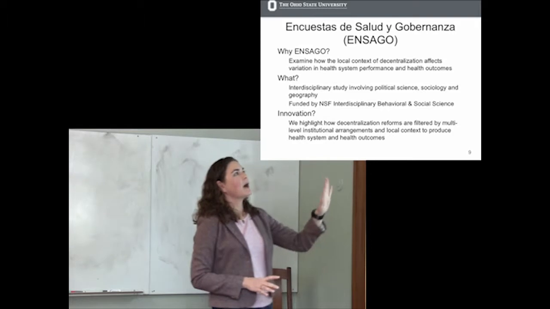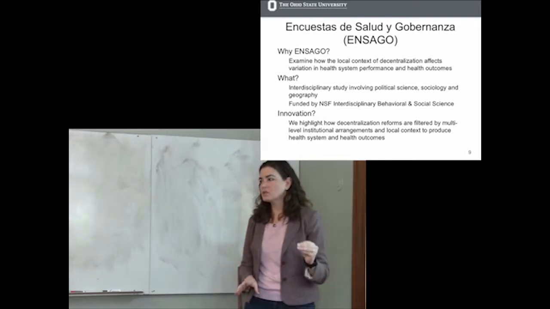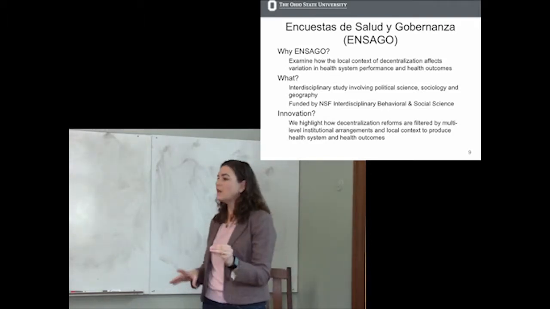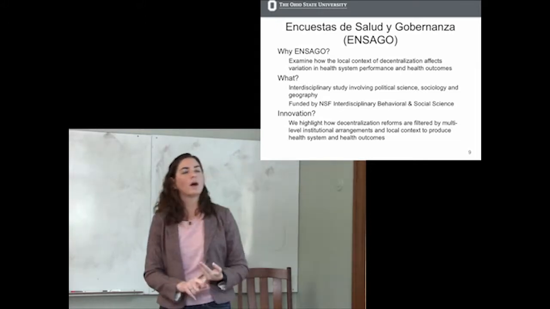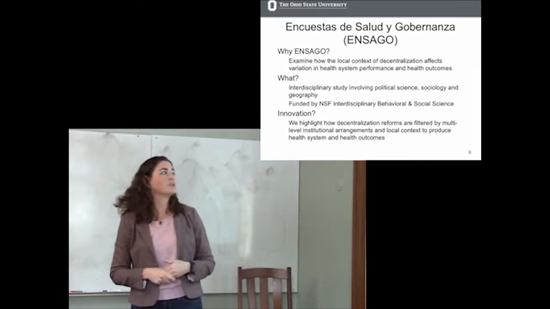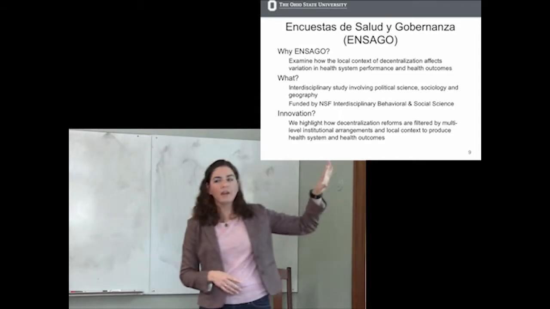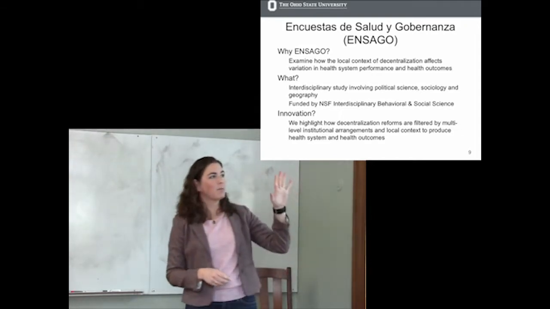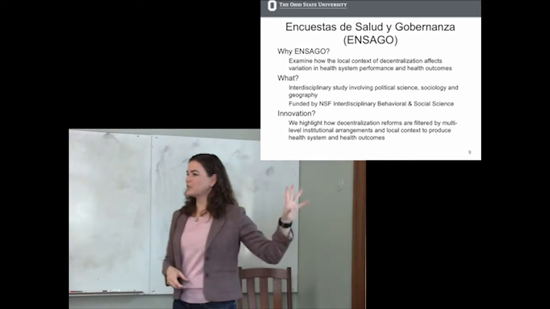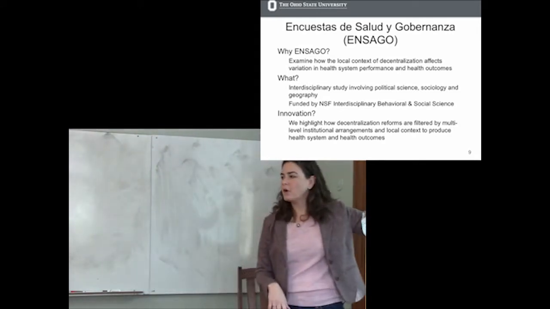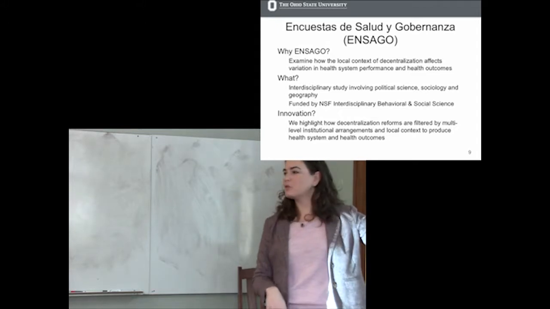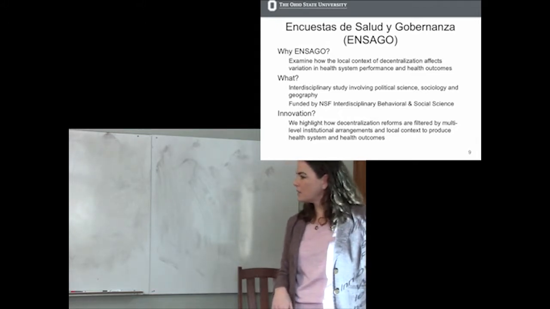It is examining how the local context of decentralization affects variation in health system performance and then in health outcomes across Honduras, across the whole of Honduras. It's very interdisciplinary. As I said, there's a political scientist, there's sociologists, there's geography, that's me. Because it was funded by something called the NSF Interdisciplinary Behavioral and Social Science Mechanism. Did anybody hear about this?